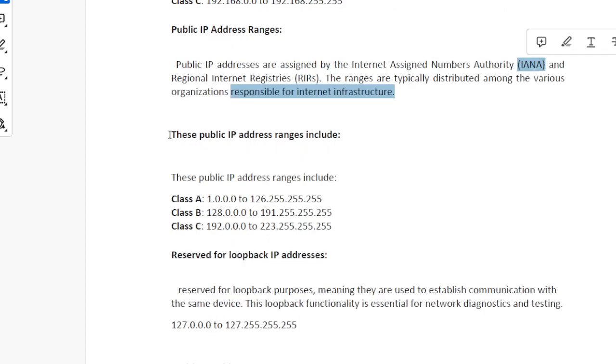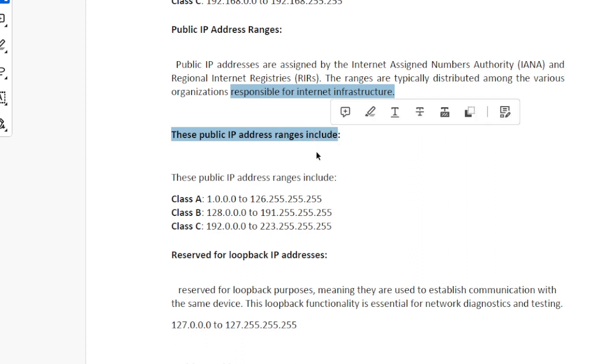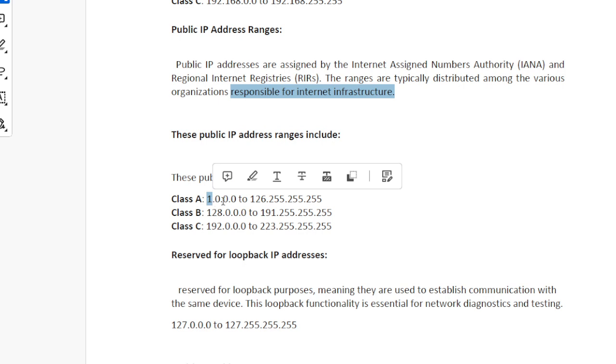So now let's talk about these public IP address ranges. Again, like private IP addresses, we've got class A, B, and C for them. Class A is starting from 1.0.0.0 to 126.255.255.255. Again, you can guess it's a very large range of IPs.